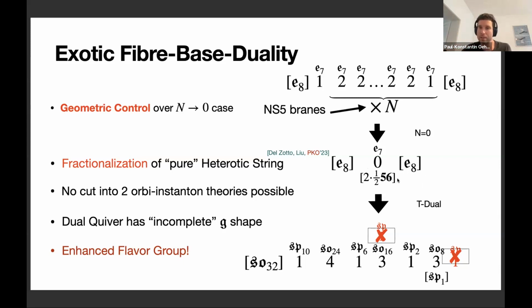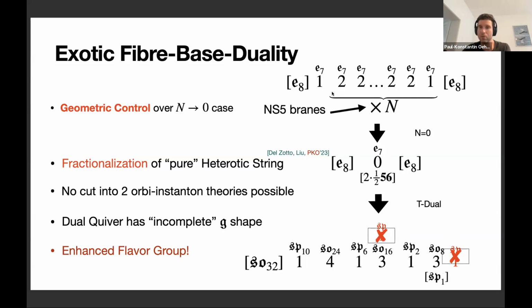And these models typically come with an enhanced flavor group here. You would get a couple more fundamentals. Yeah, note again, this is before I'm doing the tensor branch. And in the dual quiver, what I get is not quite an E7 shape, but a couple of nodes are missing. So here and there, these nodes are just missing for these specific values. And you also find the same enhanced flavor group here.